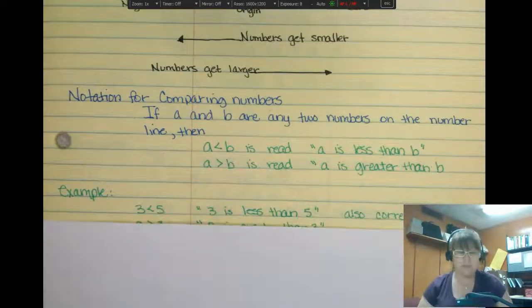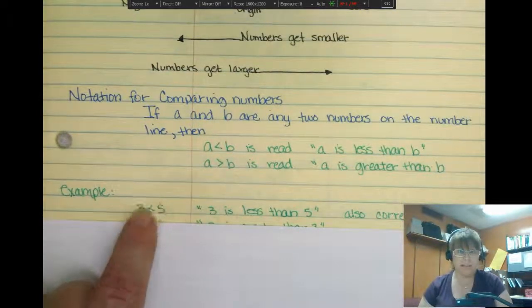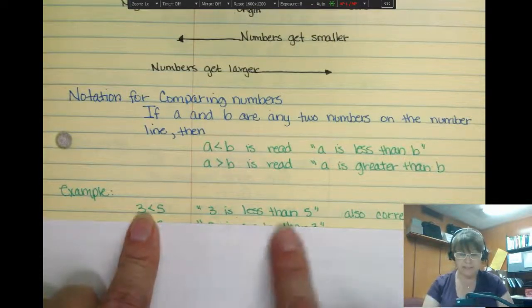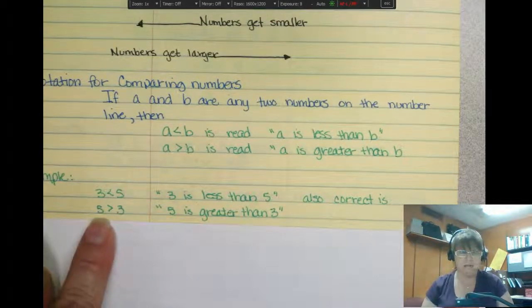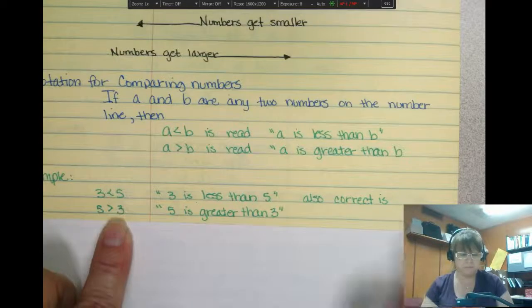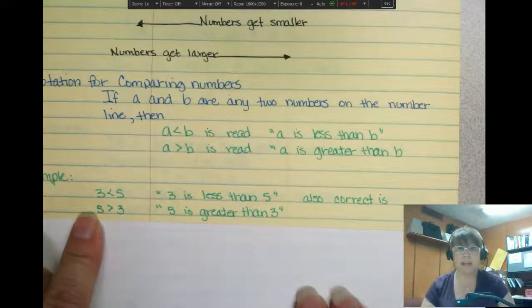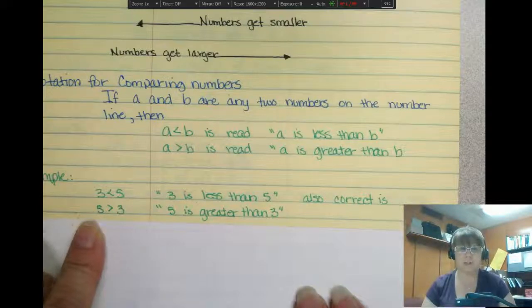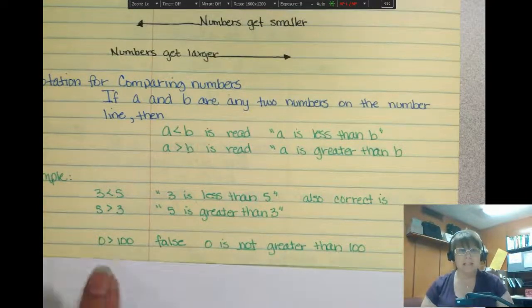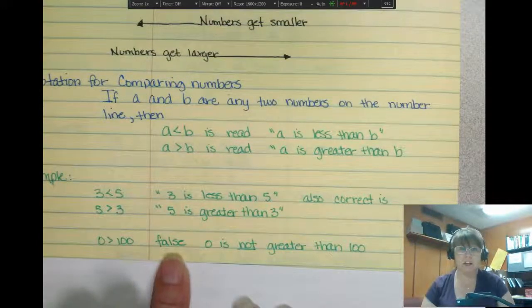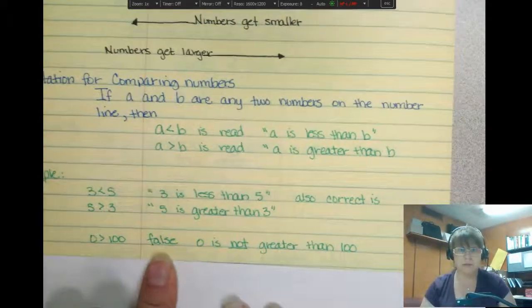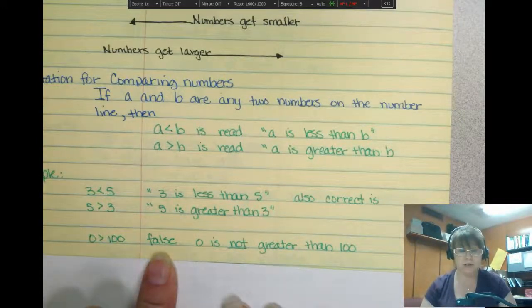So for example, 3, with the arrow pointing towards the 3, is less than 5. It's also correct to say that 5 is greater than 3. Both of these statements are correct. We say the statements are true. So statements are either true or false, and when it is correct, we call it true. 0 is greater than 100. No, that's not correct, so it's a false statement. 0 is not greater than 100.